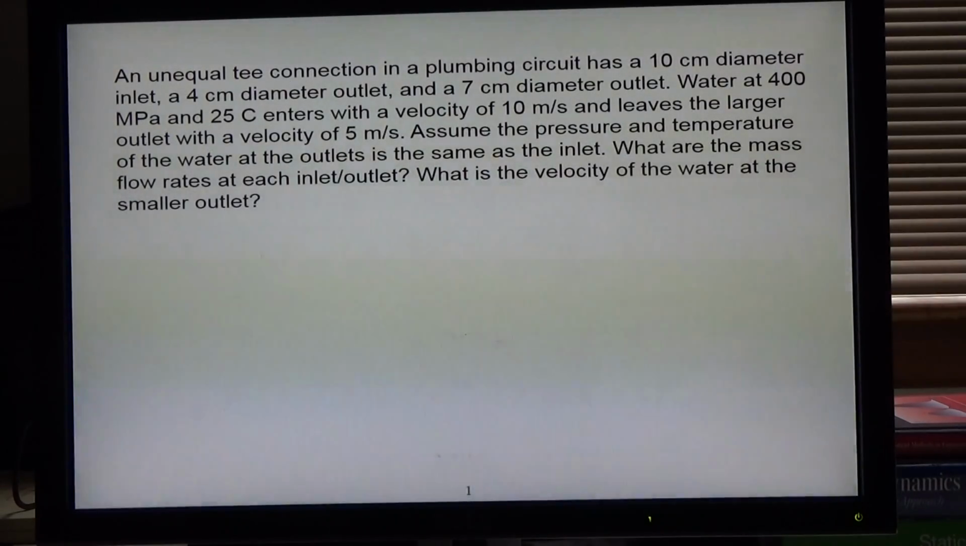So it wants us to assume that the pressure and temperature of the water at the outlets is the same as the inlet. And then the question asks, what are the mass flow rates at each of the inlet and outlets? Also, it wants to know what is the velocity of the water at the smaller outlet.